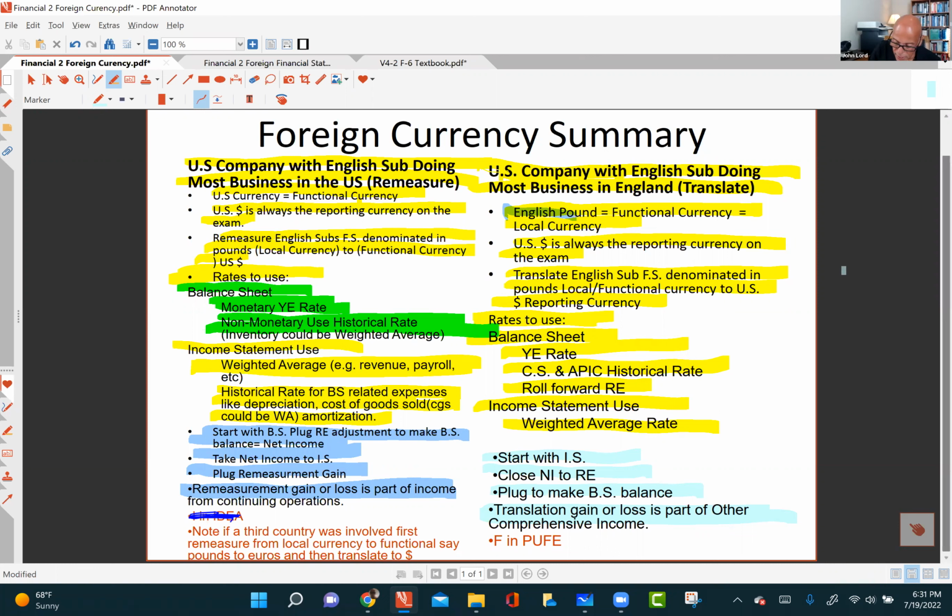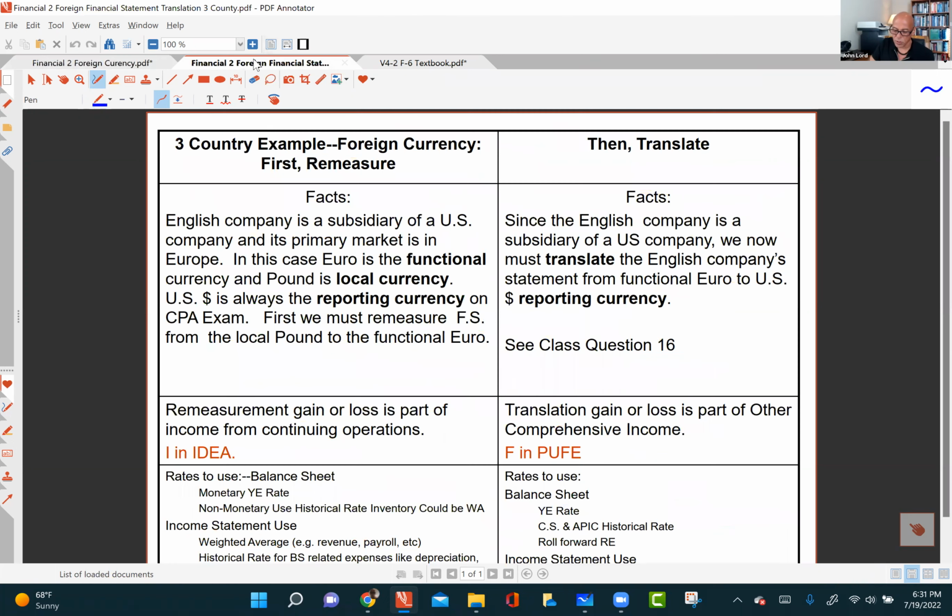Now, you come over to the second flashcard I've given you. Remember, there were two. Let's take a look at a three-country example. I highly doubt that the examiners will give you a task-based simulation consolidation where they're going to have three countries or three denominations involved. But let's just take a look now at how it could look if it was three companies.